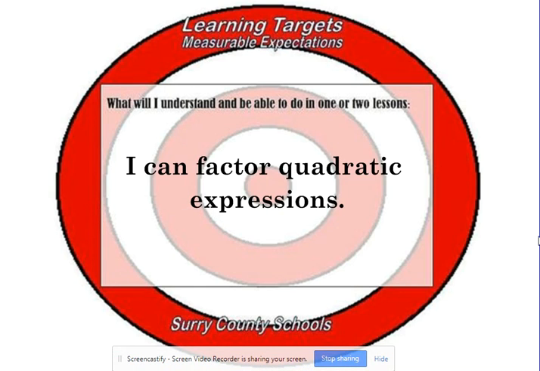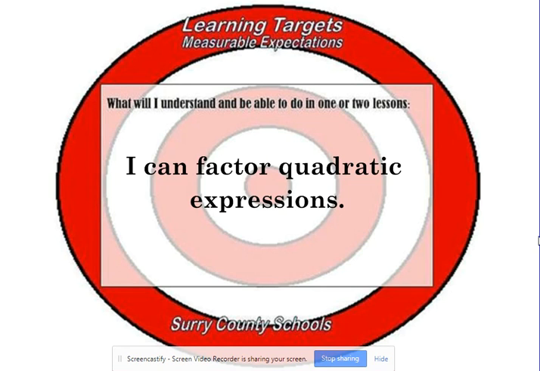So I can factor quadratic expressions is our learning target for this portion of the class, okay? Being able to factor quadratic expressions. We were just graphing quadratic functions and looking at the properties: the axis of symmetry, domain, range, intercepts, the vertex, all that stuff. We're going to look at factoring these quadratic expressions now. A lot of them that we were just graphing, we couldn't factor, okay? But all of these that we're going to look at today are factorable.